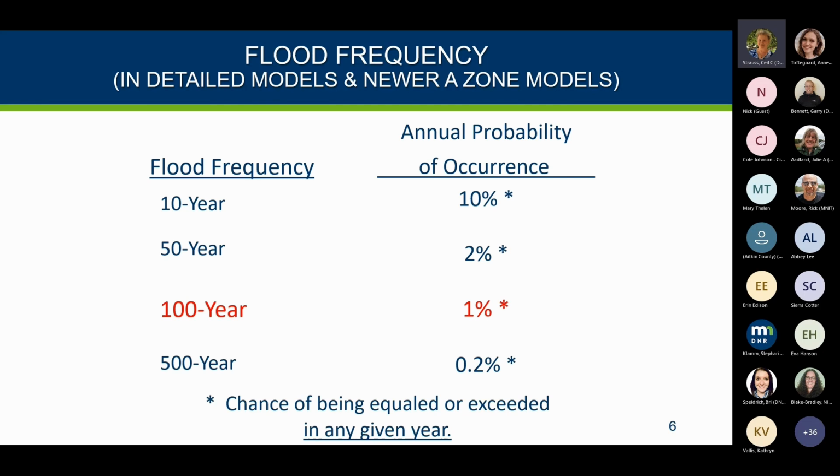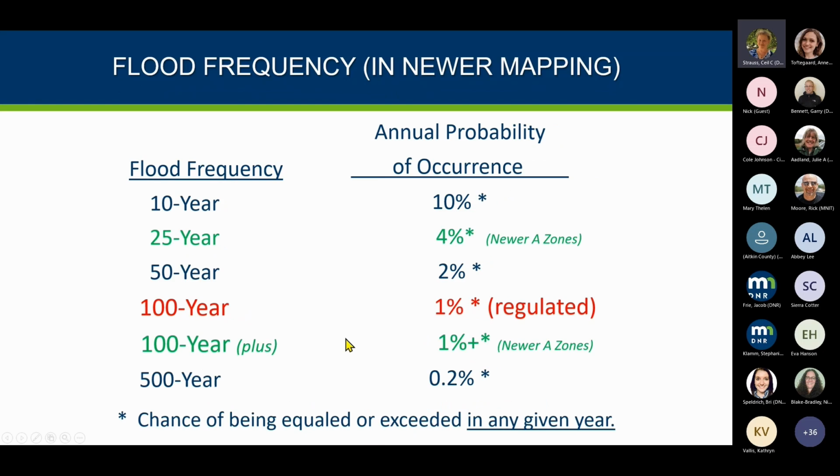And those annual probabilities of occurrence are a more accurate way to refer to these different floods, that you've got that chance every year of that happening. We do talk about that in the newer modeling. We also have a couple more frequencies, the 25-year flood or the 4% annual chance flood, and something called the 100-year plus, which we'll touch on a little bit later.